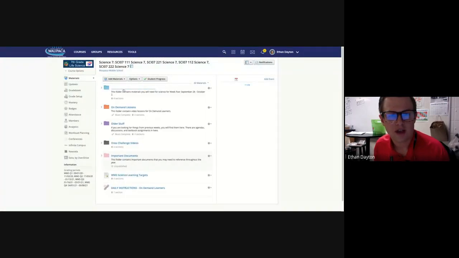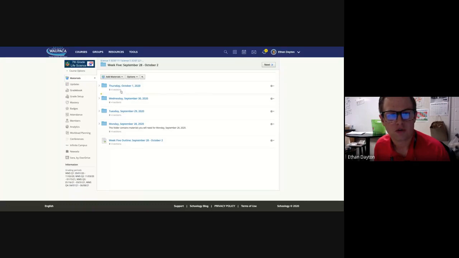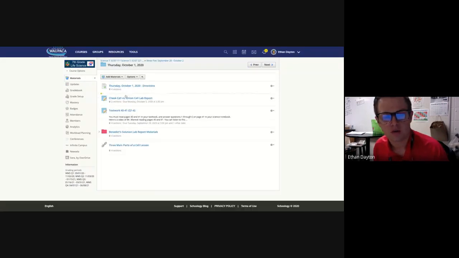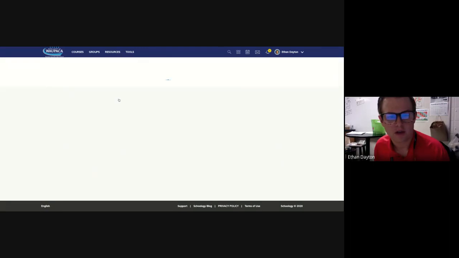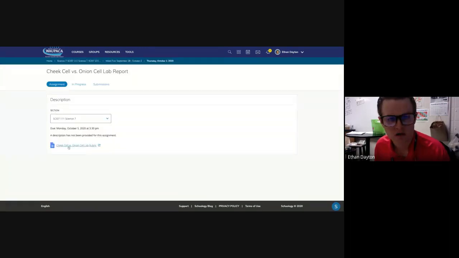Here's where you would go to do this lab report that we're about to do. Okay, go to Thursday, October 1, 2020. Cheek cell versus onion cell lab report. That's where I'm at. And then I click on this, and this template is already made for you. I need everybody to get there within the next 30-ish seconds. When you are ready to go, put a pencil behind your ear. If you have one, you should have one, because you're going to need to be drawing too. When you're at the lab report, you're good to go.